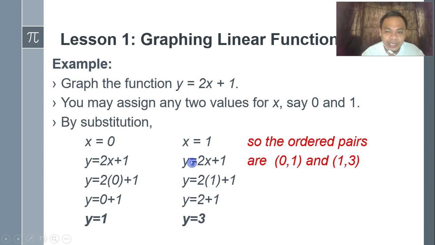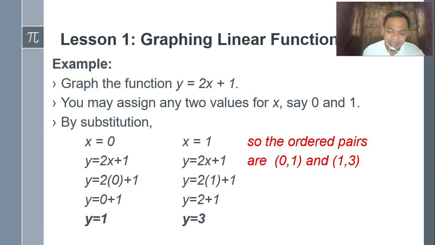Okay, so for our next value ni x ay x is equal to 1. Substitute natin sa ating function na y is equal to 2x plus 1. So, nagiging y is equal to 2 times 1 plus 1. So, 2 times 1 is 2 plus 1. The result is 3. So, therefore, when x is equal to 1, y is equal to 3. So, the ordered pairs are 0 and 1. Tapos yung isa ay 1 and 3. So now, pwede na natin i-graph.